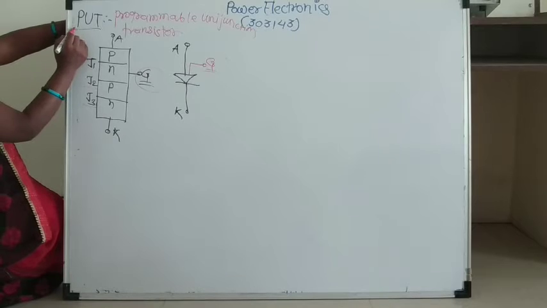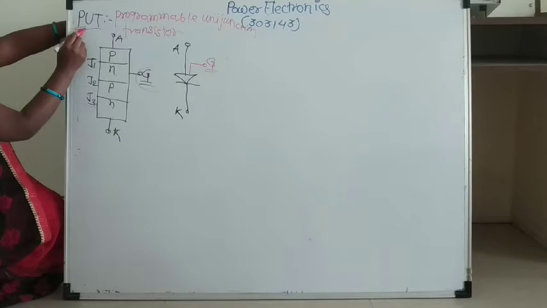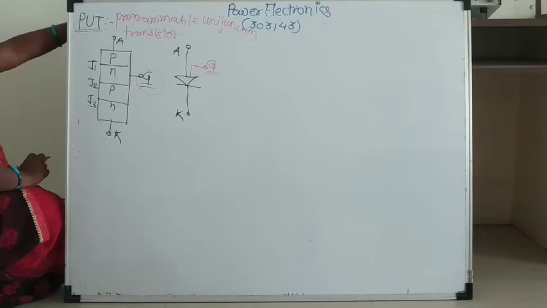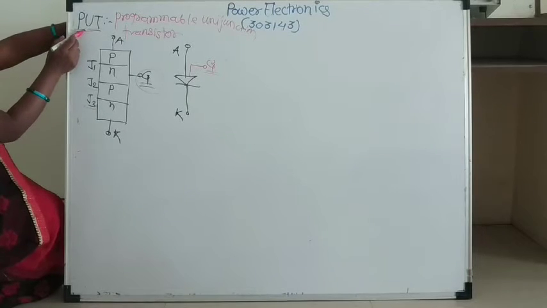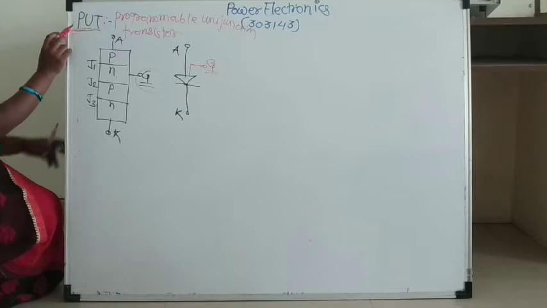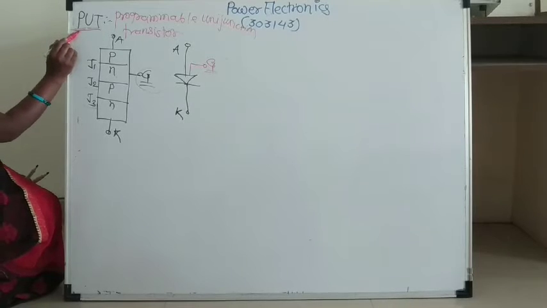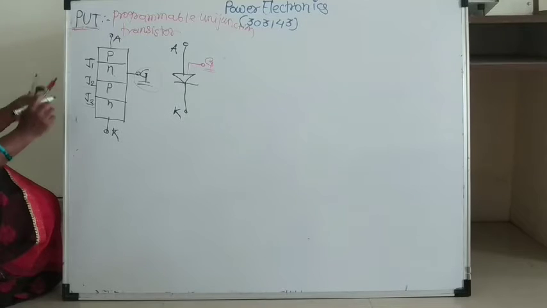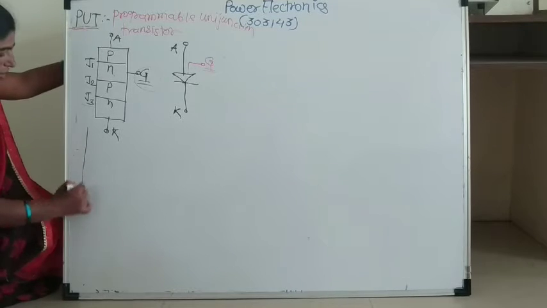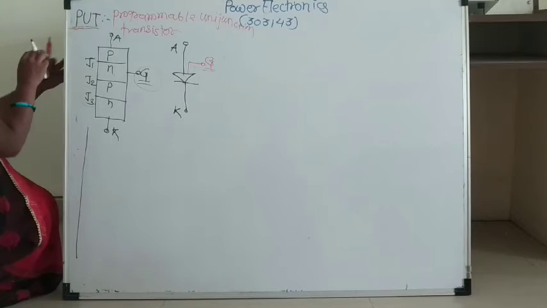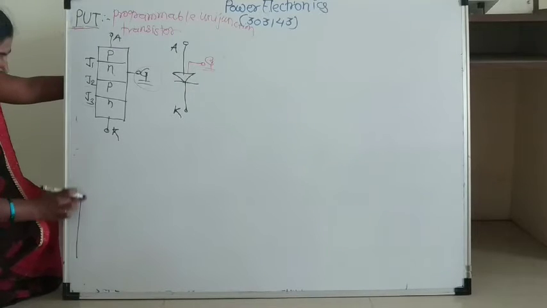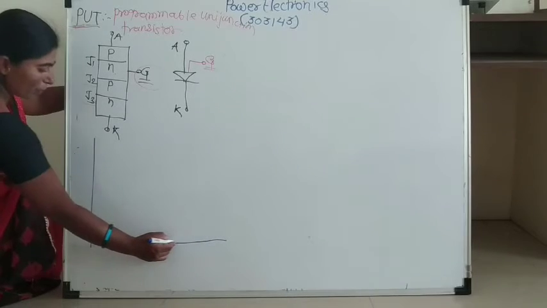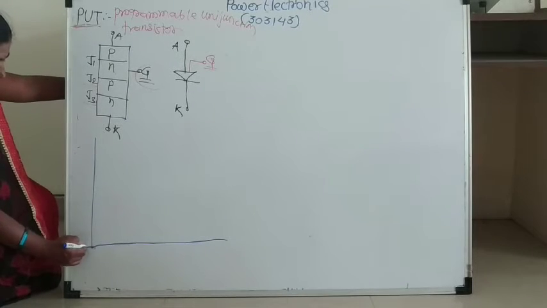Now see, P is for programmable unijunction transistor. Between UJT and PUT, one difference is there, that here we can do the programming. Means flexibility can be increased due to the programming. Now see its characteristics, and then from the characteristics I will explain the working principle of the PUT.